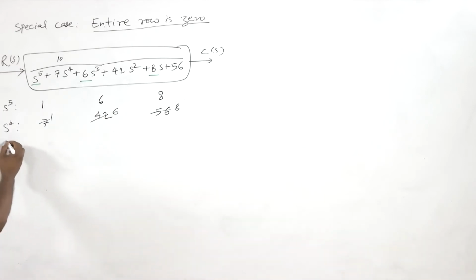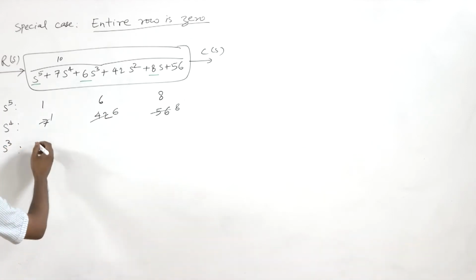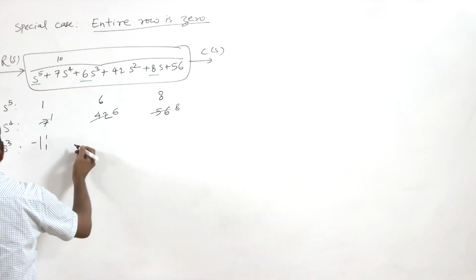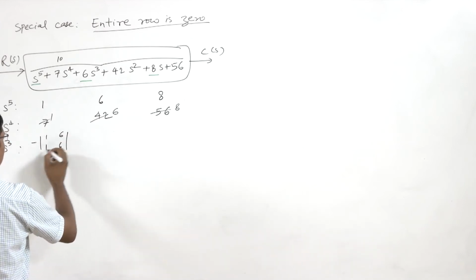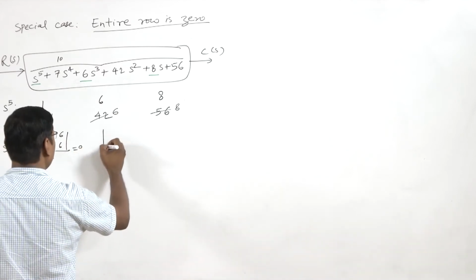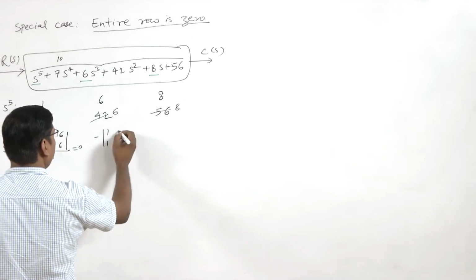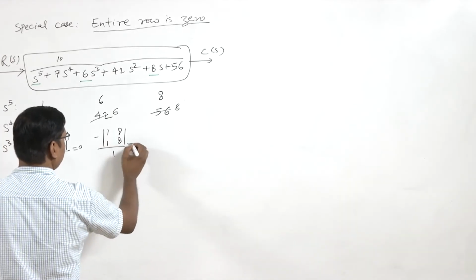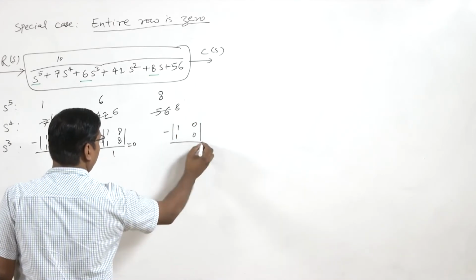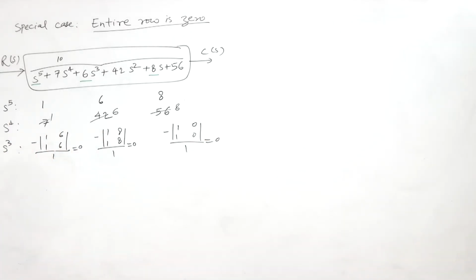Now come to s cube. This is minus 1 over 1, then 6 and 6, so 6 minus 6 is 0. Then minus 1 over 1, 8 and 8, that is equal to 0. Then minus 1 over 1, 0 and 0, equal to 0. So we see that this complete row is 0. How to proceed in this case?